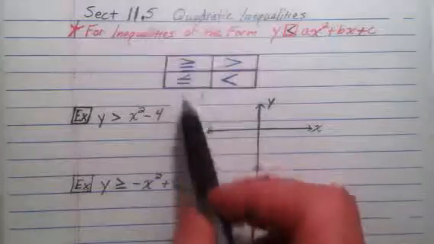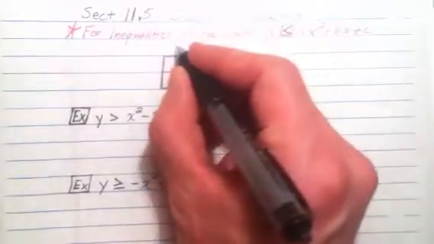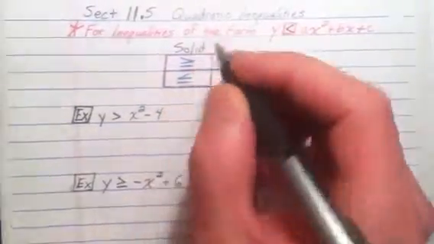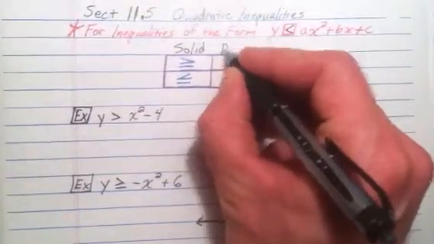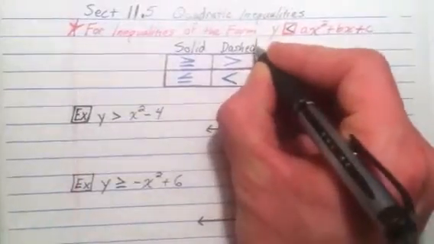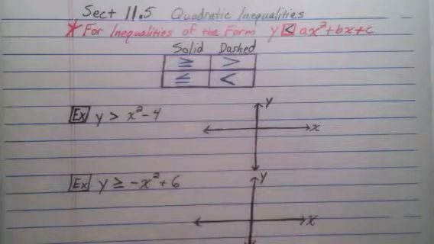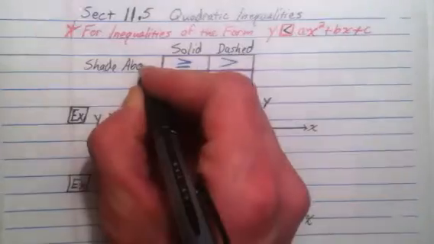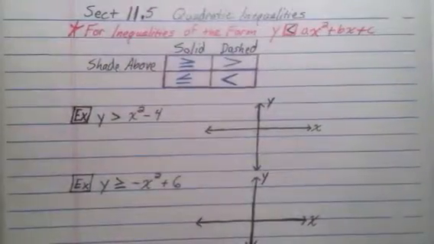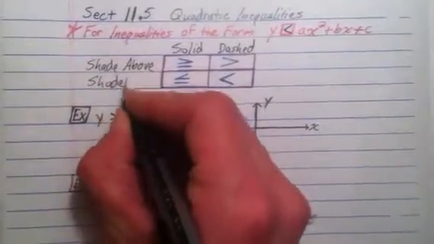So if you recall, the inequalities with the equal to bar underneath them tell you to draw a solid line. So in this case, it's going to be a solid parabola we'll draw, whereas if it does not have the equal to bar underneath it, it will be a dashed curve, a dotted parabola. Either of the two greater than symbols tells us to shade above the curve, whereas either of the two less than symbols is when we have to shade below.